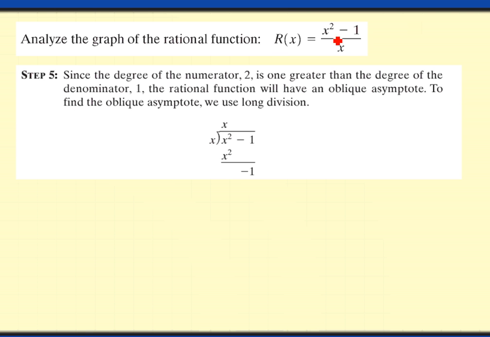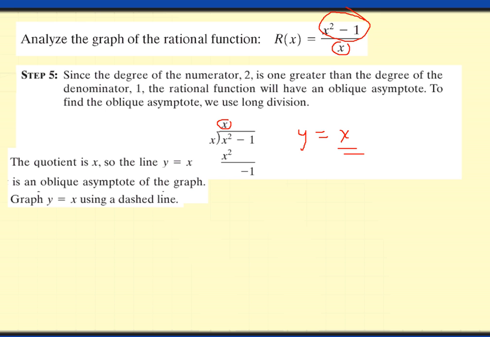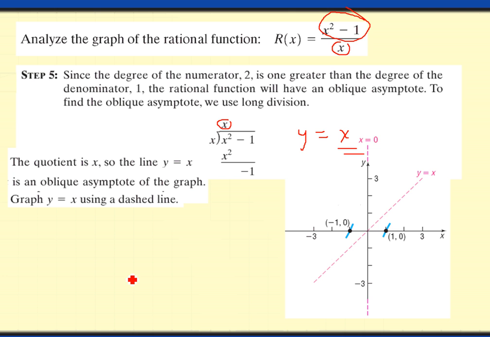And so how do we find that? We take the denominator and we divide into the numerator. And that's what I've done here. And then we look at the quotient when we get finished doing our division. Because the remainder is -1, we can't go further, and the quotient is x. And so this slanted asymptote or oblique asymptote is y equal to that quotient, x. So y equal x is our oblique asymptote, as I've said here a little more formally. And that's the line y equal x.